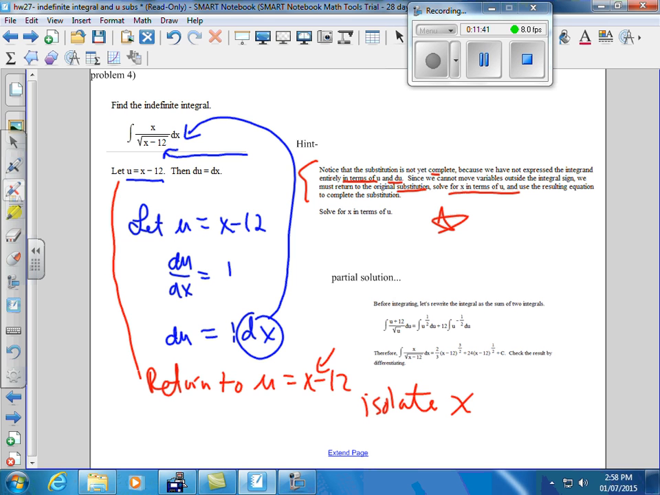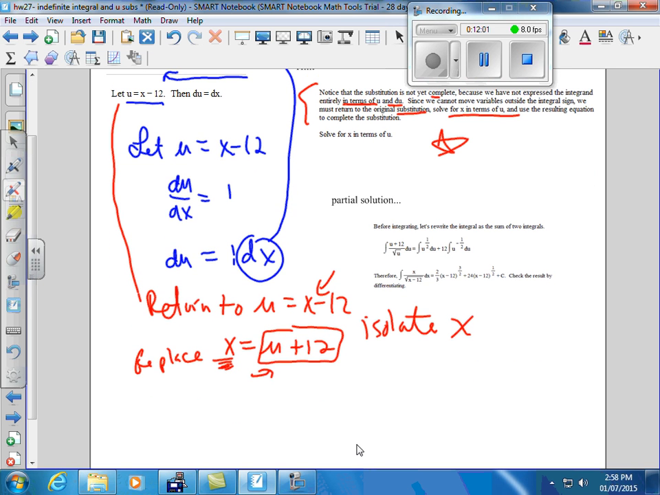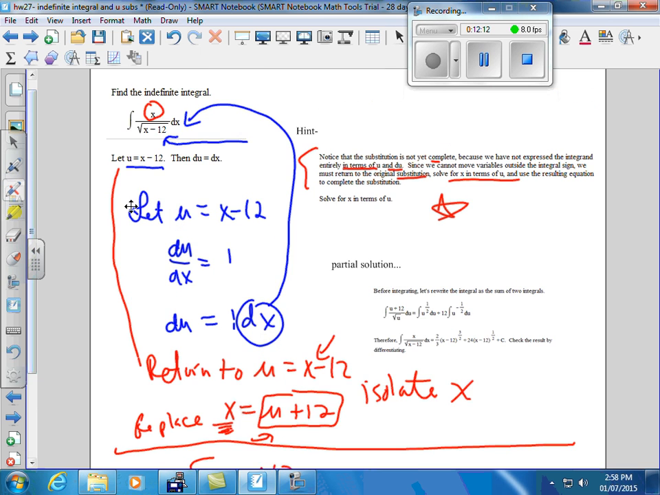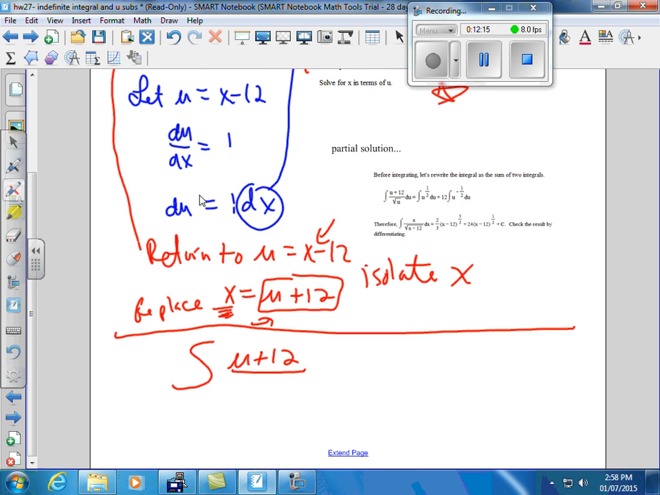And you'll get used to some of these manipulations. So then x equals u plus 12. That means that I can replace x with u plus 12 in the original integral, with this guy right here. Okay? So let's do that. So then we're going to have the integral of u plus 12 over the square root of u, du.